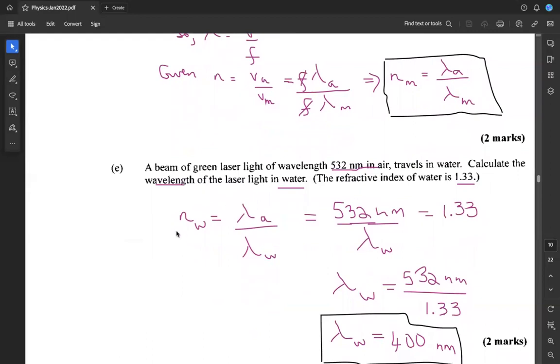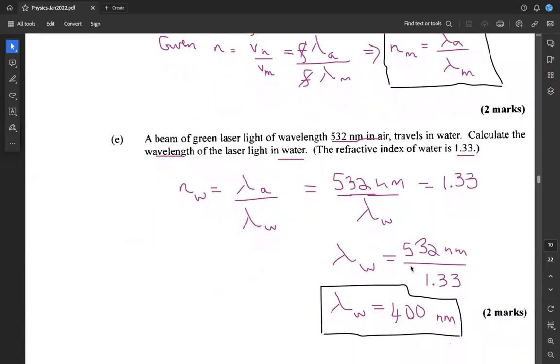We know what the n is in water, the refractive index of water. We know our lambda in air, and we're trying to find our lambda in water. So all we have to do is rearrange, making lambda water the subject. So we'll just bring that up, and then we'd end up with 532 divided by 1.33, right? And so when we calculate that through, we'll see that the wavelength of the laser light in water ends up being 400 nanometers, right?